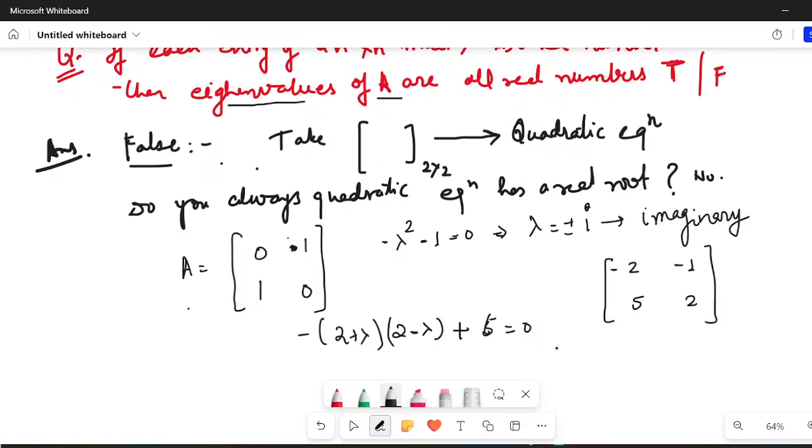And what it will be like is lambda squared minus 2 lambda plus 2 lambda, which will be 0, and then minus 4 plus 1. So lambda squared plus 1 equal to 0. It implies lambda will come out as plus minus iota. I hope it is clear.